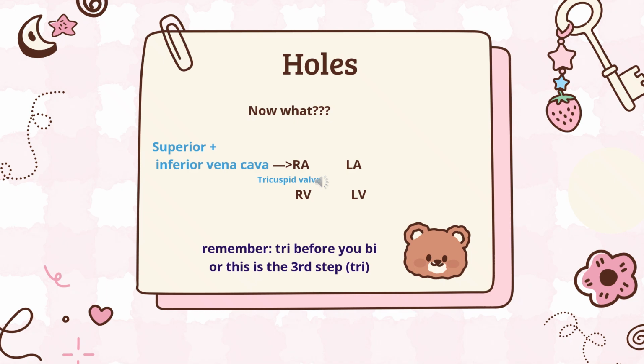All right, so blood went through the vena cavas and into the right atrium. What's next? The third step is the tricuspid valve. So tri being 3. That's between the right atrium and right ventricle. You can also remember tri before you bi if you're trying to remember where the tricuspid and bicuspid valves are and which one's first. So from the right atrium, it'll go through the tricuspid valve into the right ventricle.